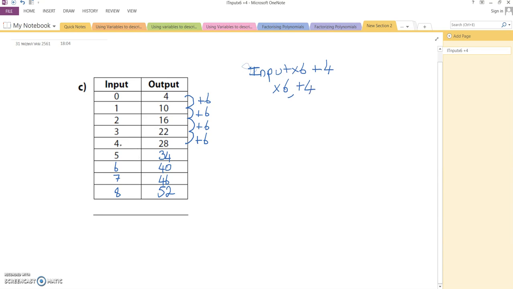Again, take a look at this. 4 multiplied by 6 is 24. 24 plus 4 gives us 28. 6 multiplied by 6 is 36. 36 plus 4 is 40.